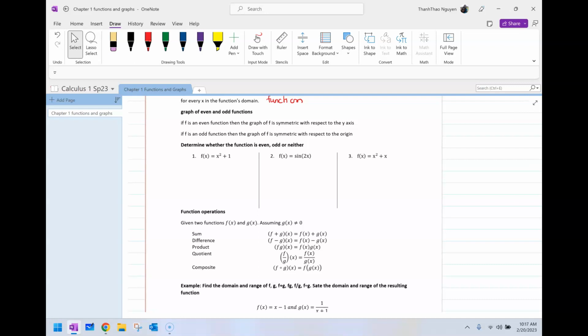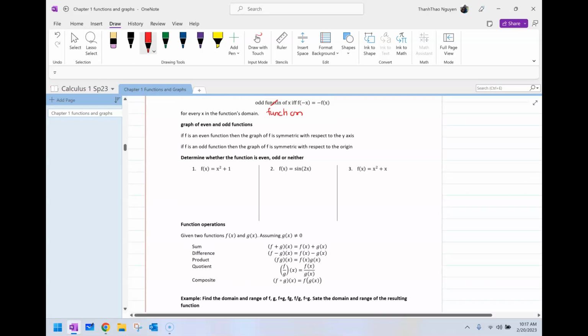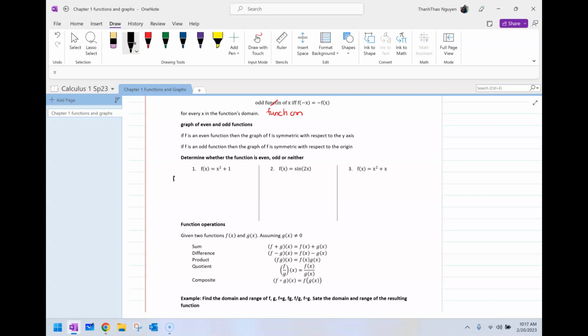Now let's determine whether the function is even or odd or neither. Well, I can do that by testing what happens if I replace x by negative x. f(-x) equals (-x) squared plus 1. This then equals x squared plus 1. We got back to f(x). So this is even.